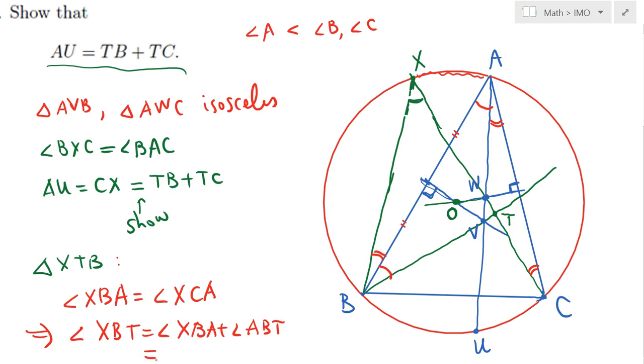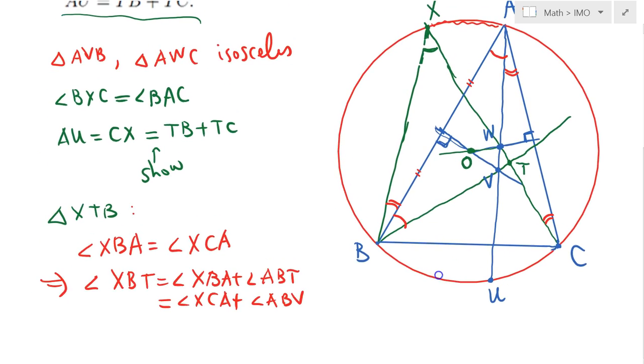But notice earlier, XBA is just XCA, plus ABT, which is simply the same thing as angle ABV. Now XCA we established early on was equal to CAW, so this is angle CAW plus angle ABV, which is the same as angle BAV, implying that angle XBT is nothing but angle BAC as well.